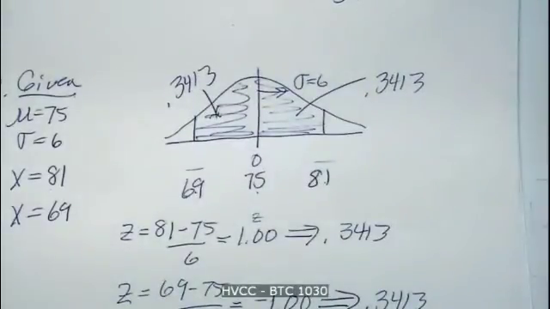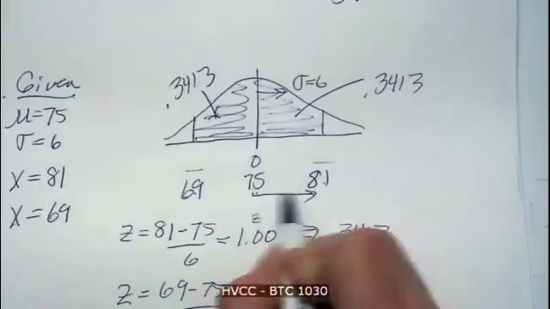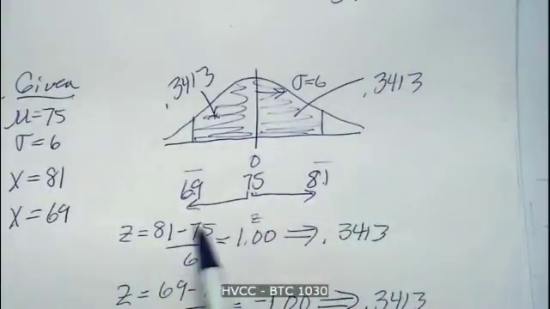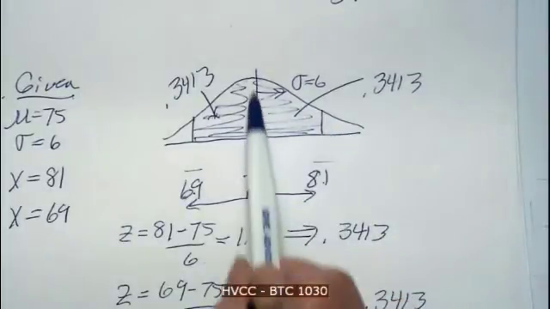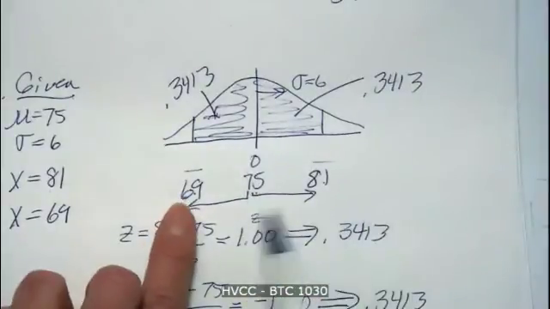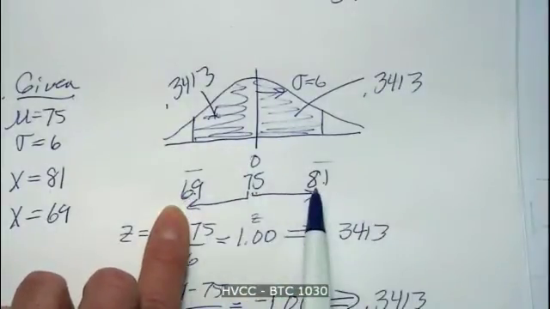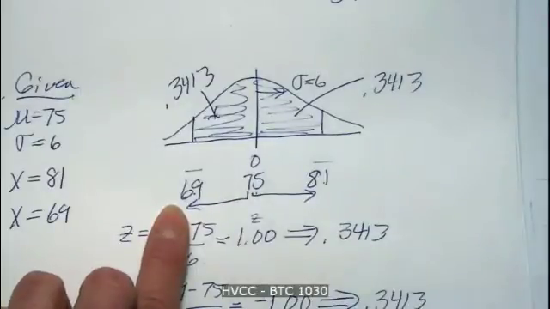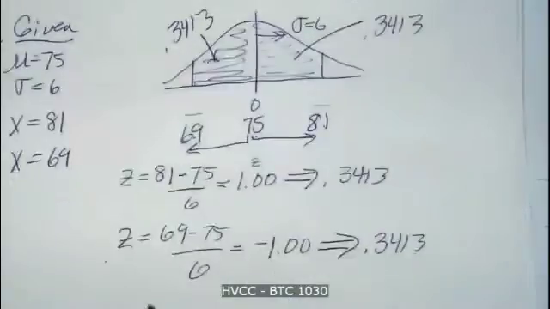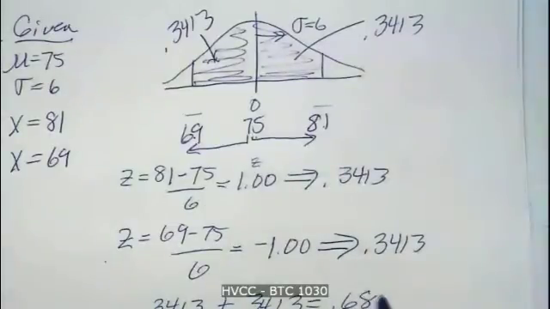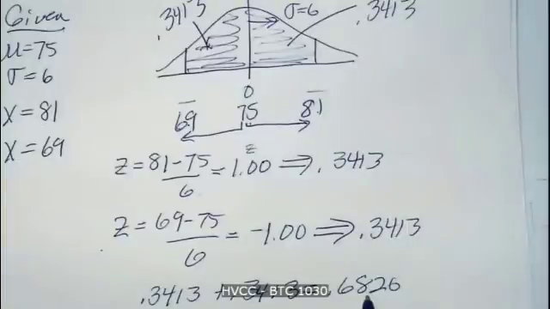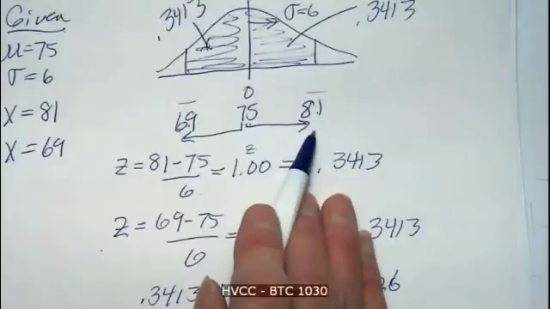We always, when we use the z-table, have to start from the center and go out. We can't go directly from 69 to 81. We have to calculate this area and this area. To find out between 69 and 81, what do you think we do with these two probabilities? I bet you're right. We add them. 0.3413 plus 0.3413, and we get 0.6826, or about 68.26% of our employees can assemble parts between 69 and 81.